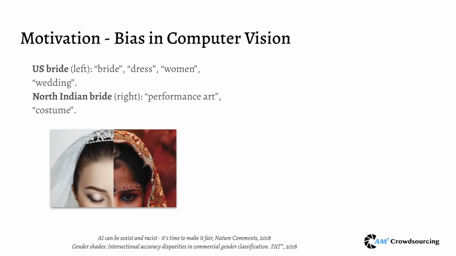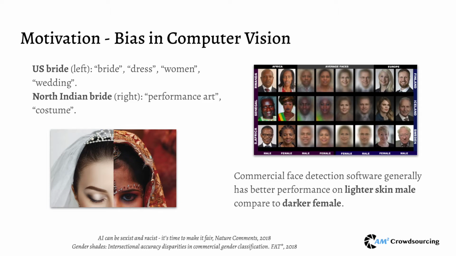Nowadays, computer vision has been applied to various domains, but researchers have found that there exist a number of risks in the current computer vision systems, suggesting that the results of these algorithms can be unfair or untrustworthy. For example, a trained image classifier would classify the left bride photograph as bride, dress, women, or wedding, while classifying the bride photograph on the right as performance art or costume. Also, researchers have discovered that modern commercial face detection software generally has better performance on images of lighter-skinned males compared to darker-skinned females.